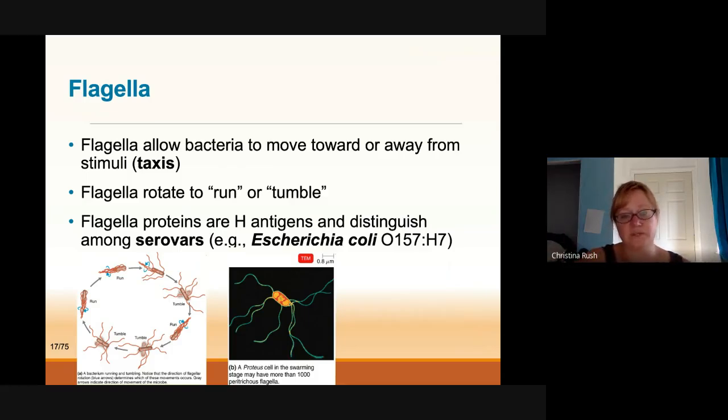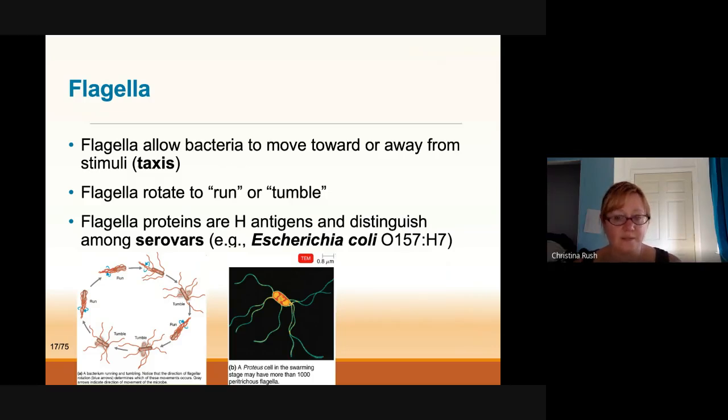These flagella proteins are H antigens. So an H antigen is recognized by the immune system as an invader. And we can use this H antigen to distinguish among different types of bacteria or serovars.